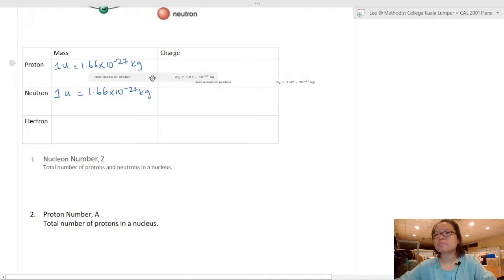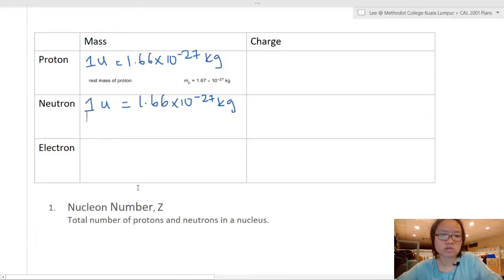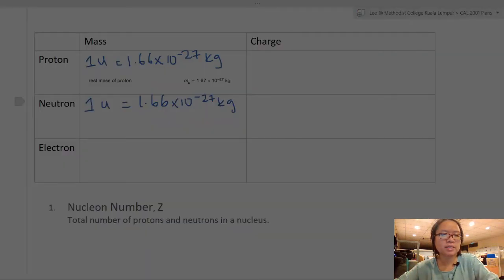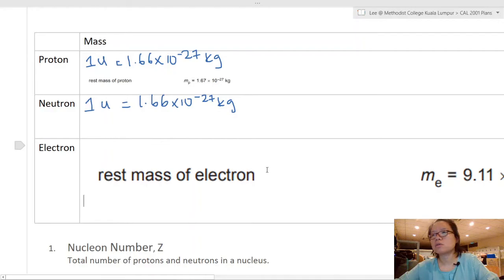But if you use this, you just make sure that you know. You can also find this in your calculator, by the way. Okay. And for neutron, it is not exactly 1.67. Okay, so I'm going to stick neutron to this one because your exam didn't give you a value. Now for electron, the rest mass is 9.11 times 10 to the power of negative 31. So this one is this.